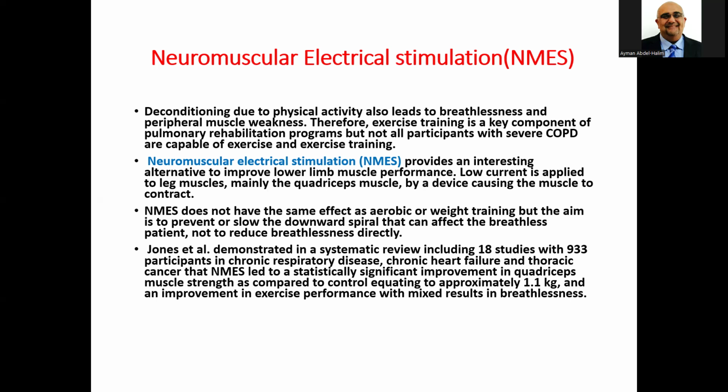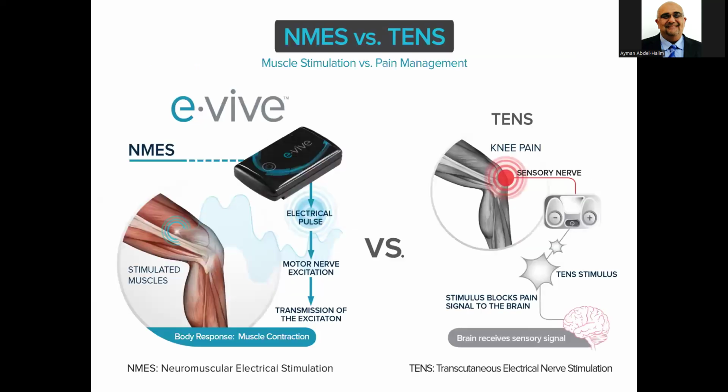And we have a study by Jones et al. demonstrating that 933 patients with chronic respiratory disease, chronic heart failure, and thoracic cancer who received the NMES had statistically significant improvement in the quadriceps muscle strength as compared to the control group. And this led to improvement in exercise performance with mixed results in breathlessness.